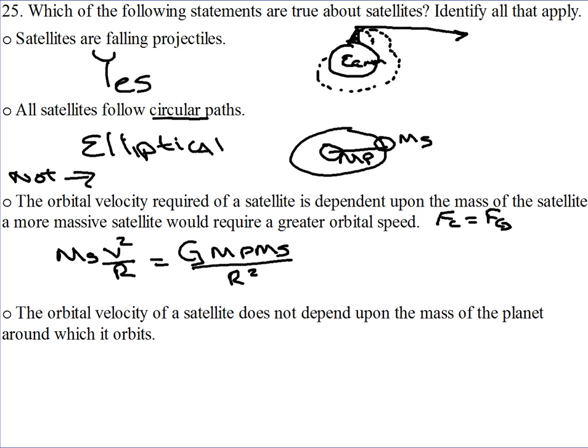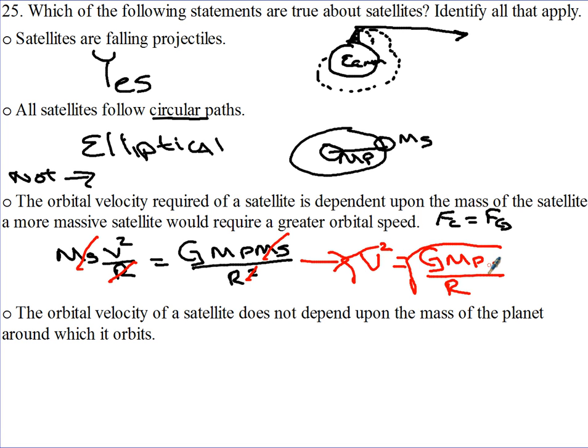Now let me change colors here. When you solve this, you see the mass of the satellite always cancels. We have one r always canceling. So we wind up with v squared is G, mass of the planet divided by r. So the orbital speed, if we square root these, depends upon the planet and how far away you are. So this one is false.